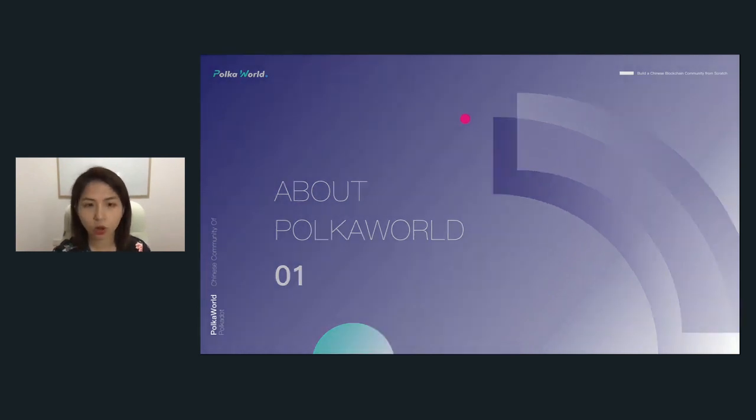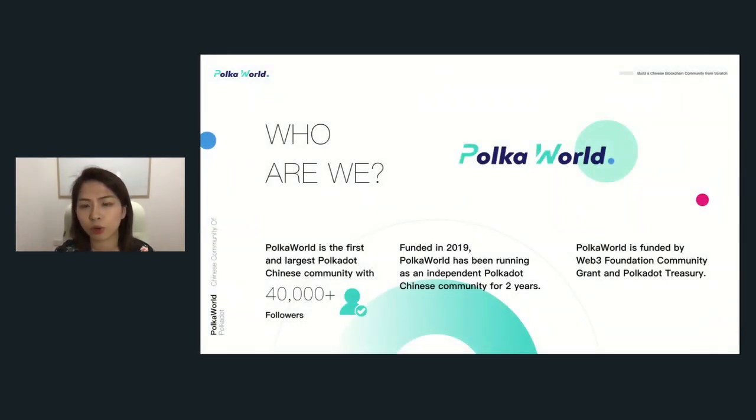So about PolkaWorld, who is PolkaWorld? We're the first and the largest Polkadot Chinese community. Now we have over 40,000 followers. We were founded in 2019, and we have been running as an independent Polkadot Chinese community for 2 years. We're funded by the Web3 Foundation Community Grant and also the Polkadot Treasury.